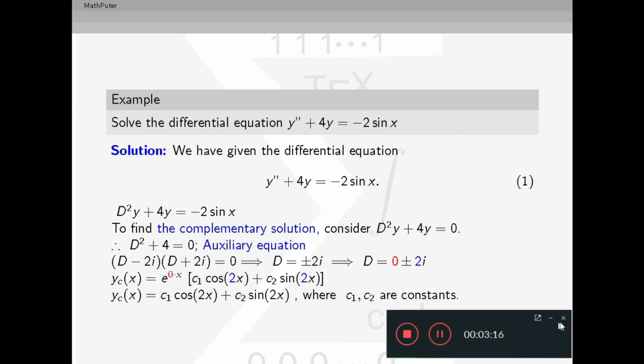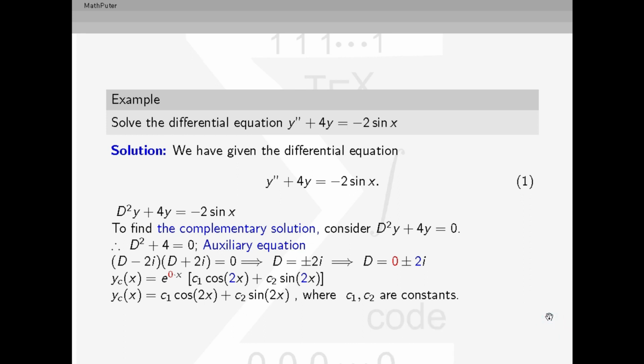Now let us go for the particular integral. To find the particular integral, we assume that y_p(x) is equal to a cos x plus b sin x is the solution of equation 1. What is equation 1? This is the given equation, y double dash plus 4y equal to minus 2 sin x.